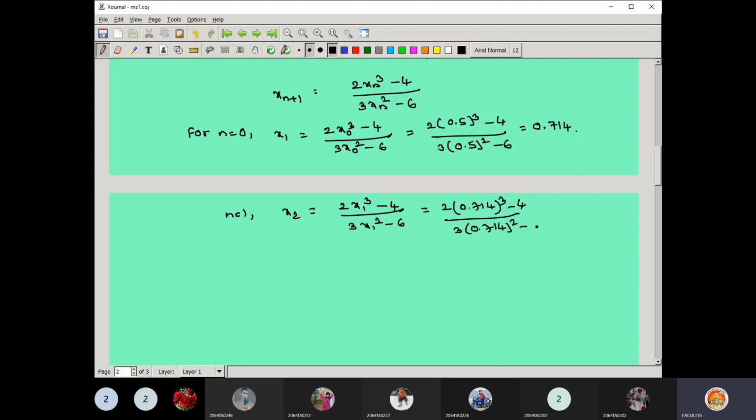0.714 whole square minus 6. Again you can take your calculator so that you can find out the answer. So that value you are getting is 0.714, and here also 0.714. 0.731 is the final answer. Right. 0.73, how much you are getting?